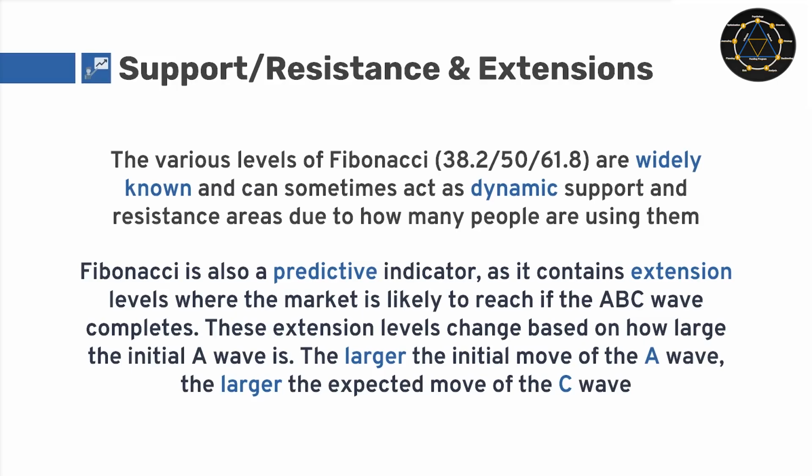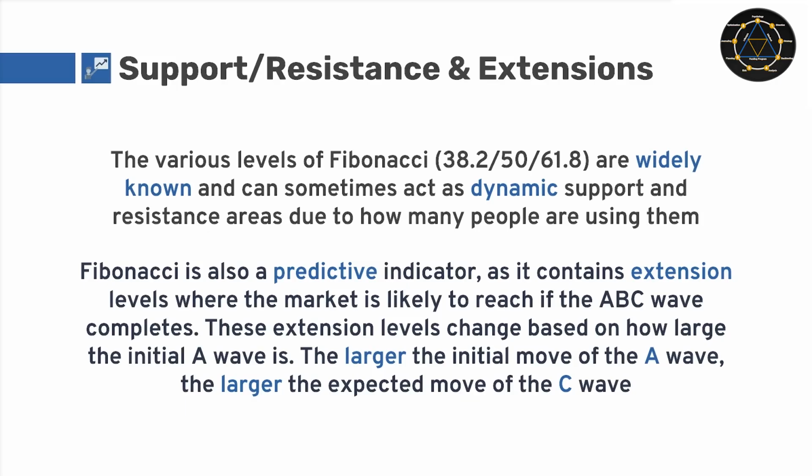So if you have a really small A wave, and then let's say a small B pullback, the C wave might not be so big because the initial A wasn't that great. But if you have a really big move to the upside, a really nice pullback, and a continuation, based on the size of that A wave, the Fibonacci can predict the potential extension for that. And again, it might seem a bit strange in the moment, but I'll show you how this works on an example and on a real chart too.